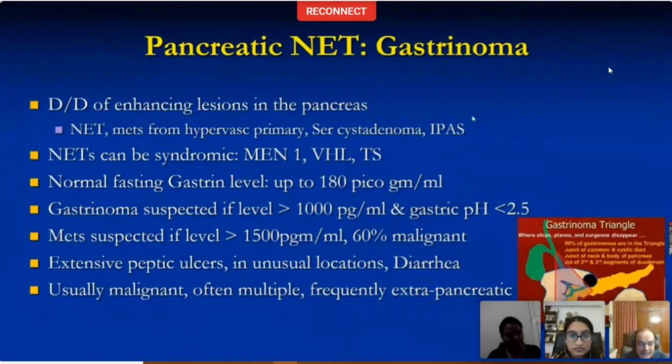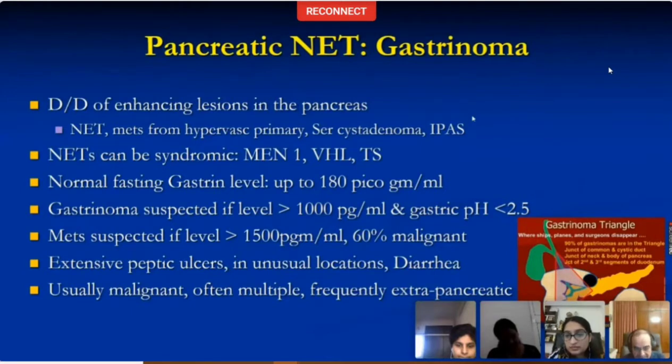Then in the exam, you're very likely to be asked, what are the normal gastrin levels? And this is something that you should know. Normal levels of at least the commonly done hormones, we should know. Normal fasting gastrin levels are up to 180 picograms per ml. A gastrinoma is suspected when these levels are more than 1000 picograms and the gastric pH is less than 2.5.